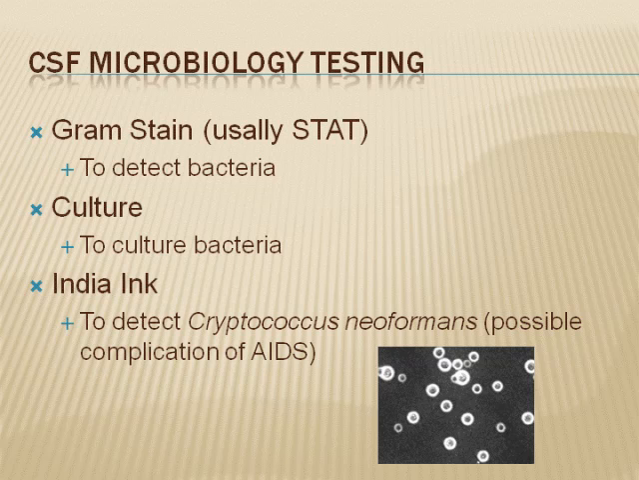Another thing that is pretty routine in the microbiology area, and that would also be done stat, would be an India ink prep. And this is adding sample to a drop of India ink, and we're looking for Cryptococcus neoformans. And this is a possible complication of AIDS. AIDS individuals are immunocompromised and are more highly susceptible to Cryptococcus infections.